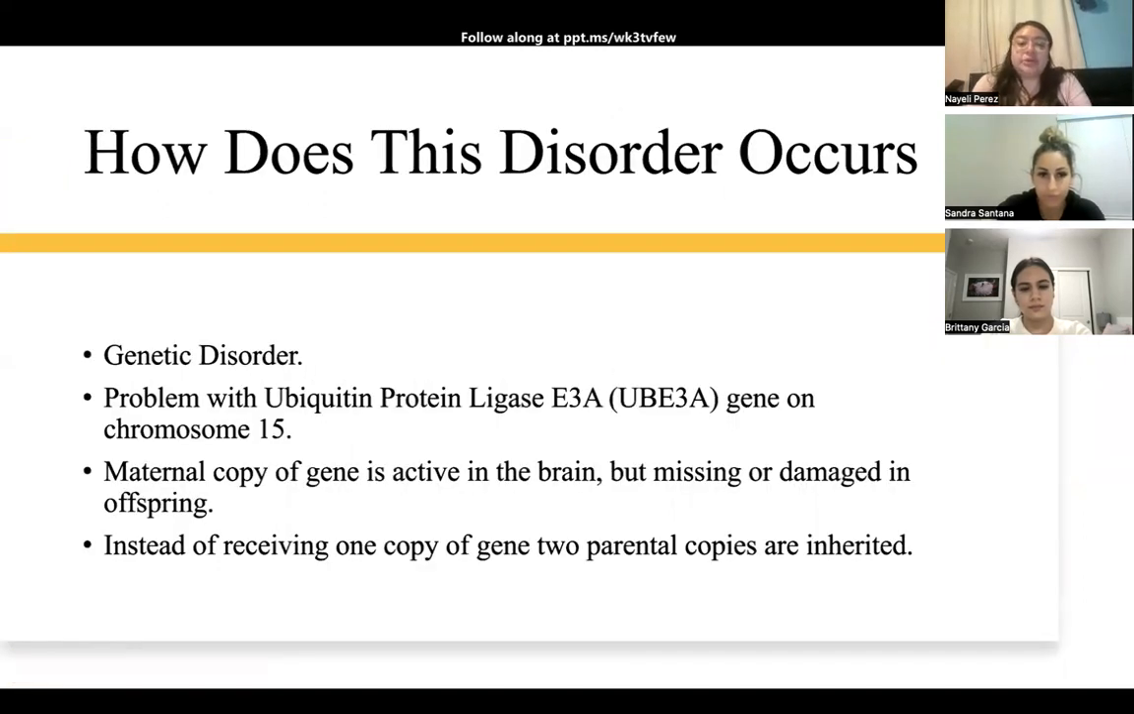How does this disorder occur? It's a genetic disorder problem again with the UBE3A gene on chromosome 15. The maternal copy of the gene is active in the brain, but it's missing or damaged in the offspring. And the fetus or offspring can also inherit both copies from the father instead of just one from each parent.